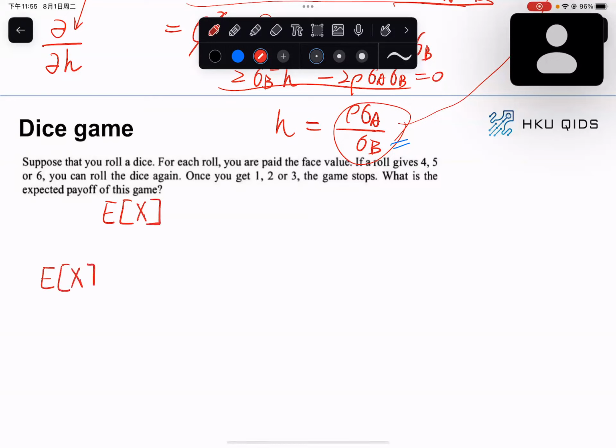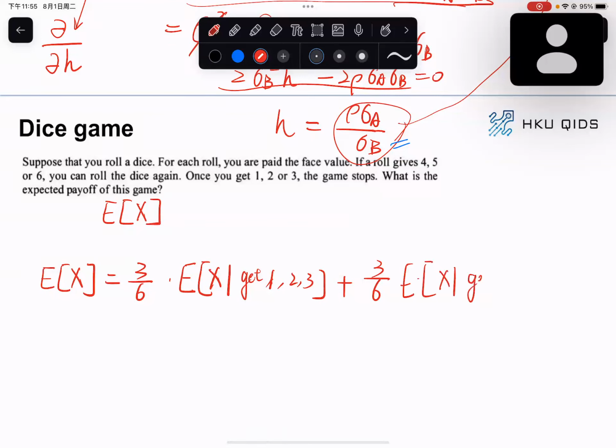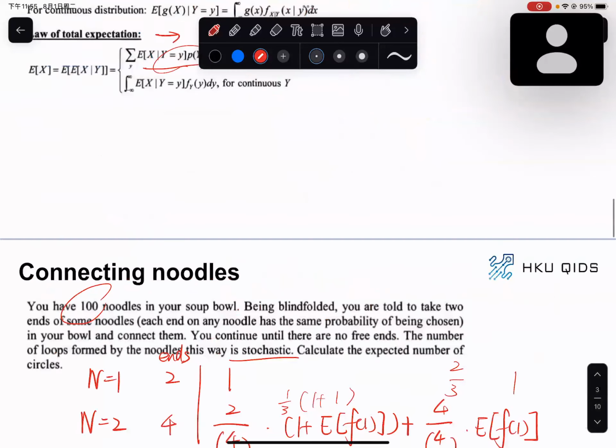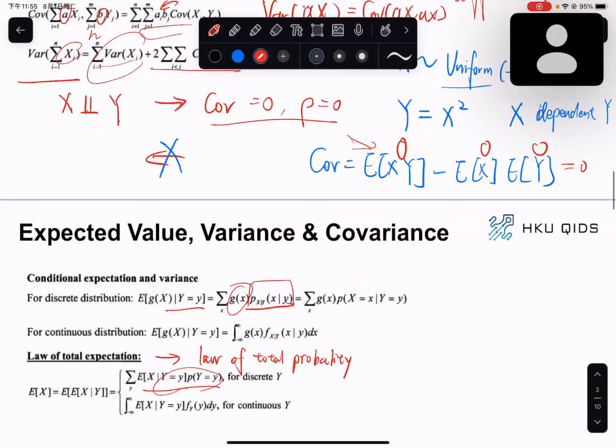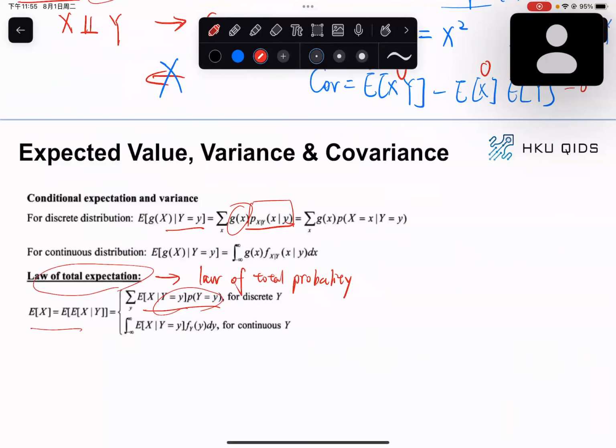And then the EX is going to be what? So we have 3/6, which is 1/2 chances to get 1, 2, 3, right? And in that case, it is just expectation of X conditional on get 1, 2, 3, plus what? 3/6 multiplied by expected of X, get 4, 5, 6. This is derived according to what? According to the law of total expectation here, okay? This one.